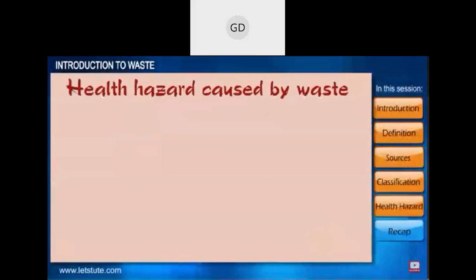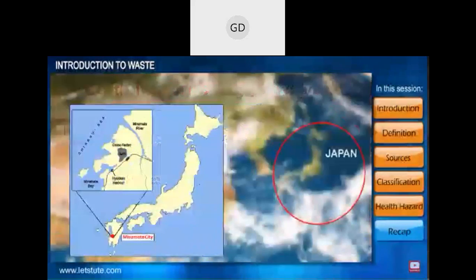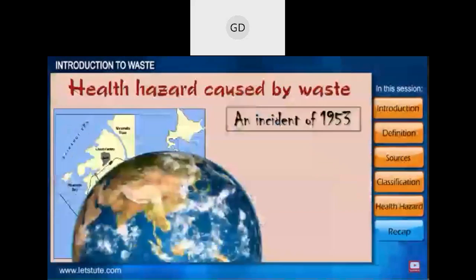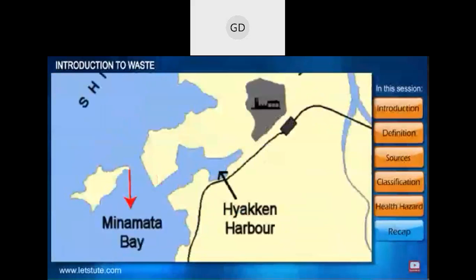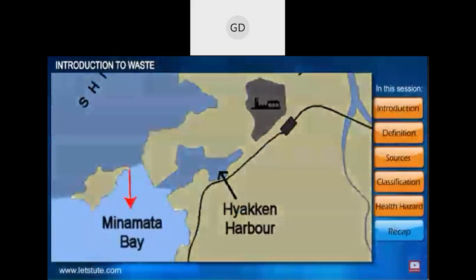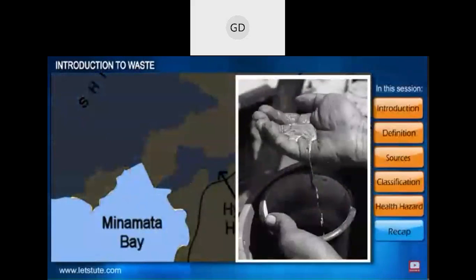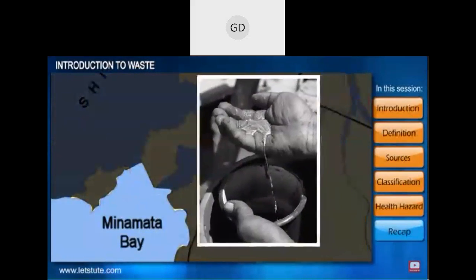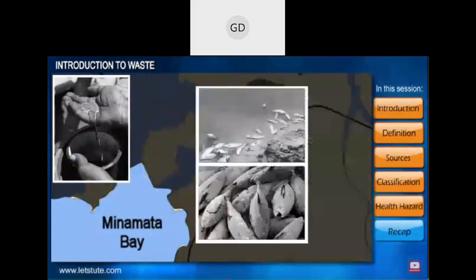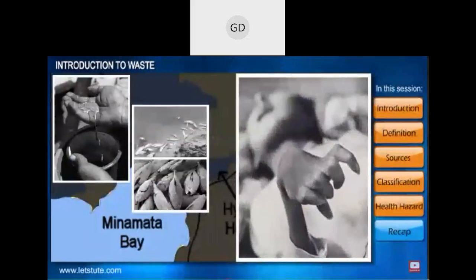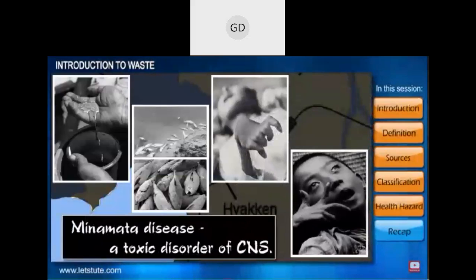One such health hazard occurred long back in 1953 in a small city called Minamata in Japan, which had the region's largest fertilizer producing industry. The Minamata Bay, present in that city, was highly polluted with the wastewater released from fertilizer plant, which contained excessive amounts of mercury in it. The highly toxic compound bioaccumulated in fish and shellfish in the bay, which were eaten by the people living around the bay, which gave rise to Minamata disease. It is a toxic disorder of central nervous system.